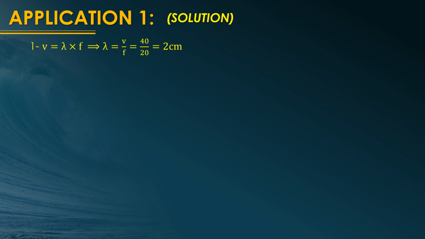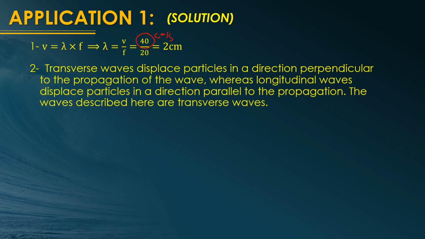In order to calculate the wavelength, we go to the equation of speed. V equals lambda f, then lambda is V over f. I think you don't have any problem with that. However, just focus on the units. This is in centimeter per second. That's why the unit here is centimeters. I'm going to choose green color because I think it would be more evident.